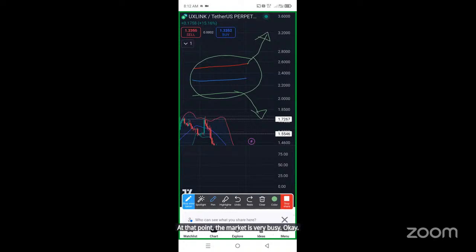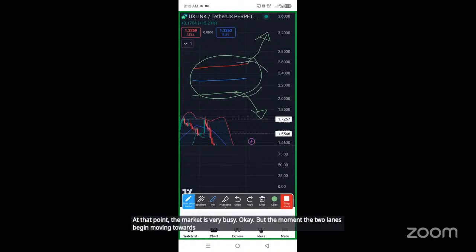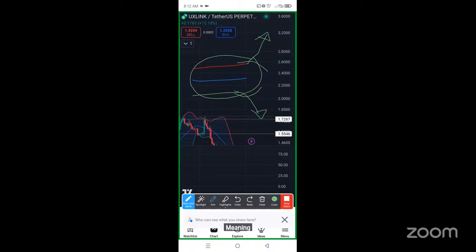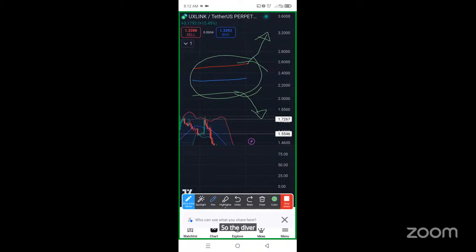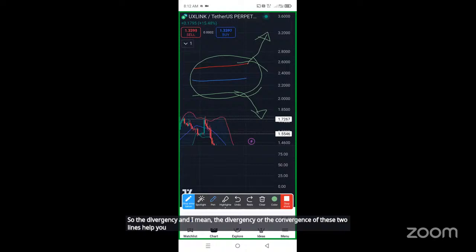But the moment the two lines begin moving towards one another, it means that the market is continuously or gradually losing momentum, meaning traders are beginning to move away from the market, either taking profit or accumulating positions. So the market may slightly go into consolidation, right? To determine the next direction in which the market price is most likely going to take, the divergence or the convergence of these two lines helps you to determine the volatility of the market. All right.